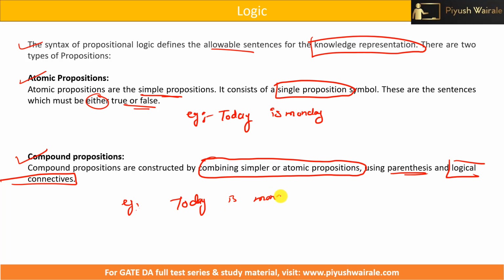Today is Monday, and I am going to Goa, right? That is basically a compound proposition. So "today is Monday" is an atomic proposition. "I am going to Goa" is also an atomic proposition. But when we combine these two atomic propositions by using the logical connective, that is "and" in this case, we can say it is a compound proposition. Okay. So I hope you understand the example of atomic proposition and compound proposition.